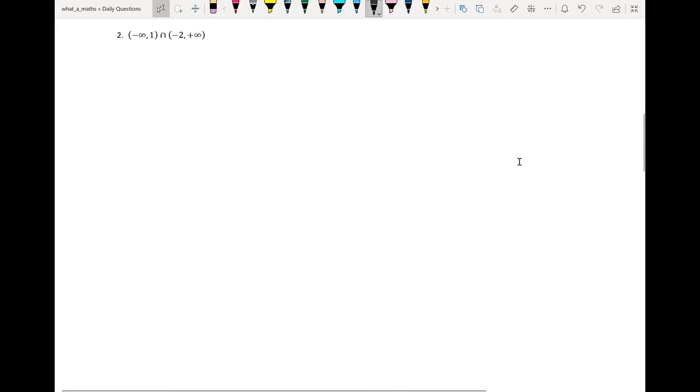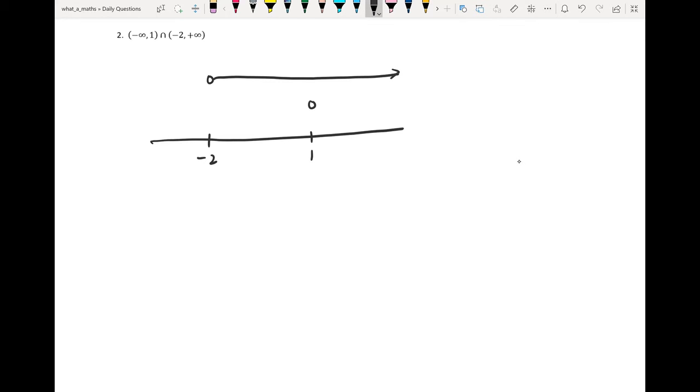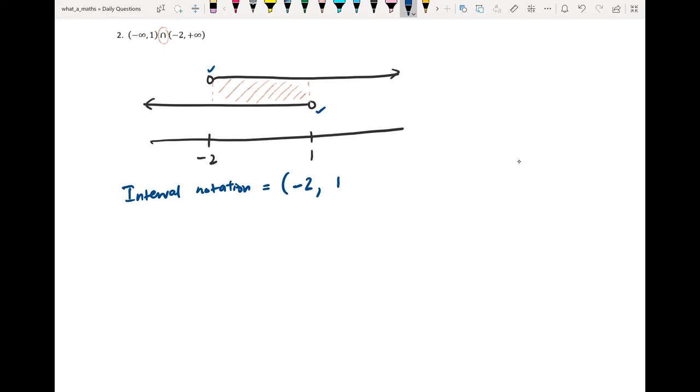Okay, now number 2, still the same question, but this time I do intersection. So now my graph will look something like this. Intersection, I will take where they meet. So this is the region where these two lines will meet. So now my interval notation is equal to, from -2 to 1, my brackets are open because my dot here is an open dot, here is also open.